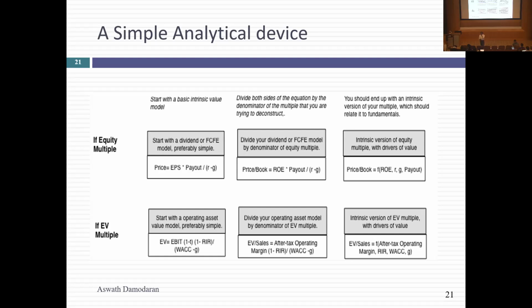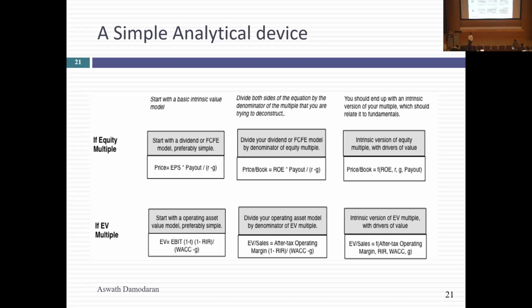So it's an equity multiple. Go back to the simplest equity valuation model you can think of. Do a little bit of algebra, and you can tell me what the variables are that drive an equity multiple. If it's an enterprise value multiple, go back to the simplest enterprise value model you can think of: the stable growth free cash flow to the firm model. Do a little bit of algebra, and you can tell me what drives EV to EBITDA or EV to sales or EV to invested capital.